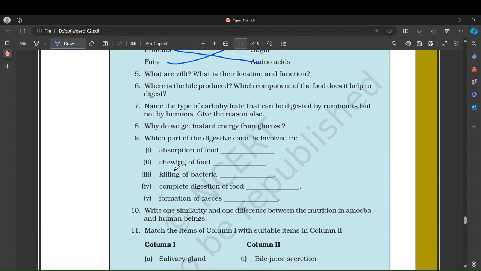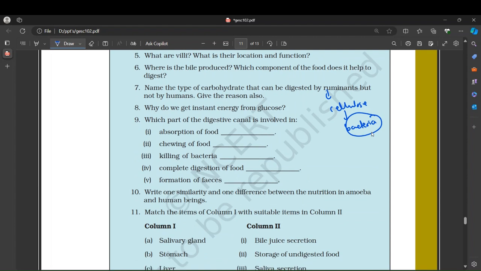Name the type of carbohydrate that can be digested by ruminants but not by humans. Give the reason also. Ruminants digest cellulose. It is a type of carbohydrate. Because of the special bacteria, only ruminants can digest it, not humans. Why do we get instant energy from glucose? Because it is an instant energy giver.